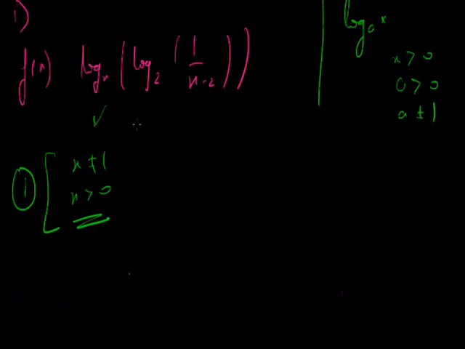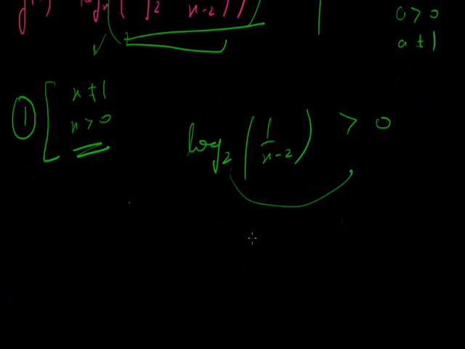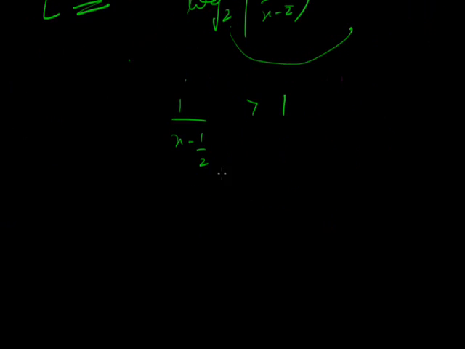Now, this quantity, which is the argument here, should be greater than 0. Therefore log base 2 of 1 upon x minus 2 should be greater than 0. 2 is greater than 1, therefore the sign of inequality will not change. 2 to the power 0 moves here and becomes 1 upon x minus half greater than 1, right? Now, do not cross multiply here. Instead, let's bring 1 to this side, greater than 0.